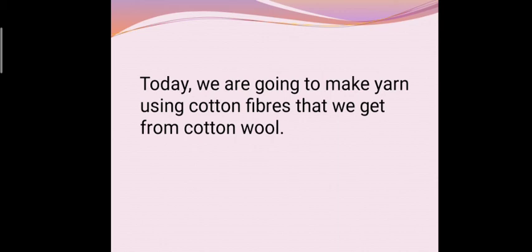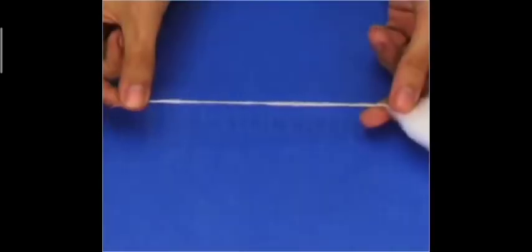Students, there is one video which shows the process of making yarn from cotton wool. So watch this video and you can also try to make yarn from cotton wool. Take a cotton wool and pull it gently to loosen the fibers. Then take a pinch of fiber between your fingers and start rotating in clockwise direction as you pull it away from the cotton wool. You will see that a long thread can be formed.